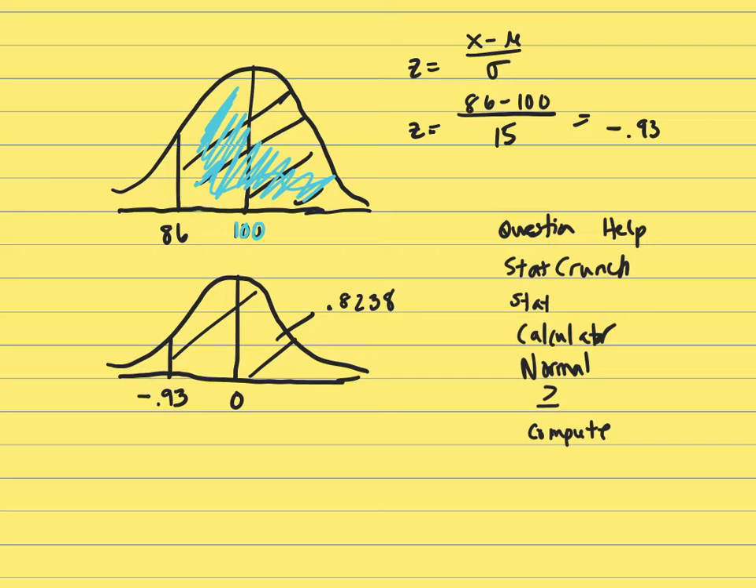And so I did z is x minus the mean over sigma. And I plugged in my x value, which is 86. And minus the mean divided by 15, I got negative 0.93.